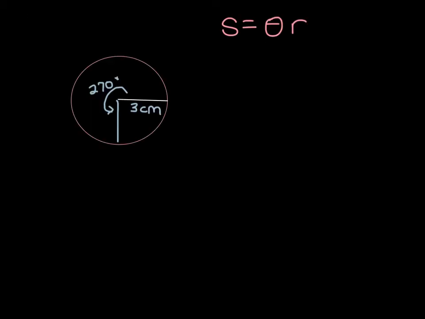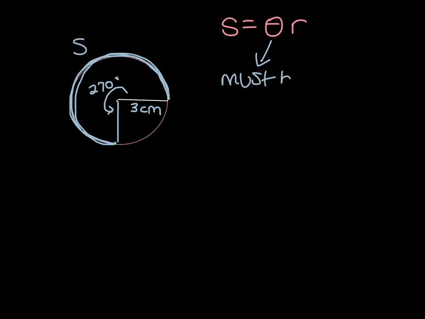Let's say you're given a circle with a radius of 3 centimeters, and inside is a central angle with a measure of 270 degrees, and we're looking for the length in centimeters of this intercepted arc that the angle is intercepting. This intercepted arc we're going to refer to as S. Our angle measure is theta, but theta must be in radians. It cannot be in degrees, so we will have to convert it first. And then our R value is just our radius length.